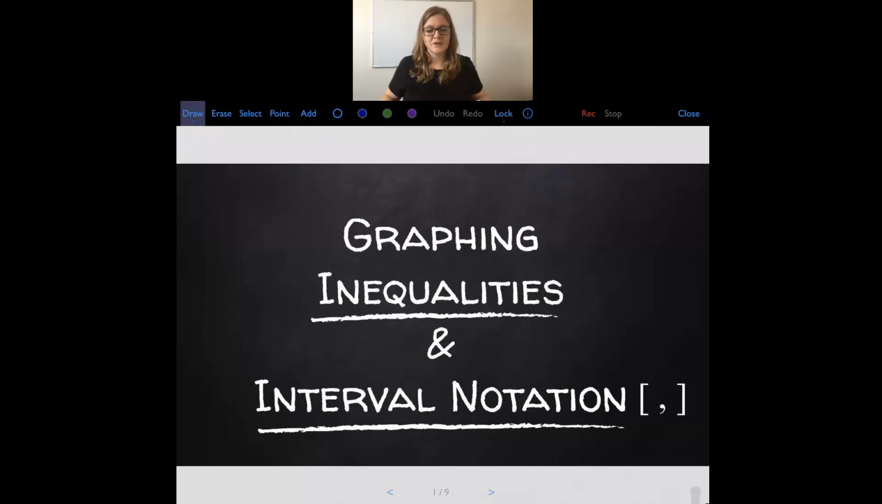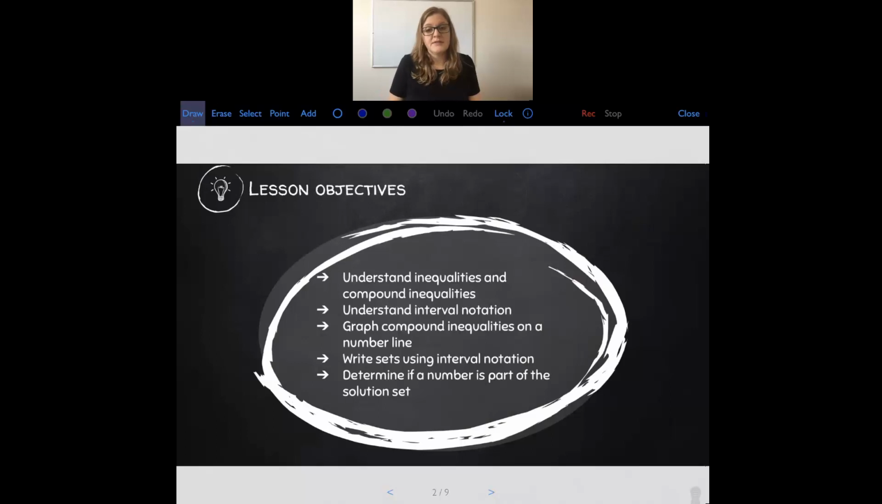In this lesson, we're going to go over graphing inequalities and interval notation. Specifically, our objectives are to understand inequalities and compound inequalities, to understand interval notation, to graph compound inequalities on a number line, write the solution set using interval notation, and then determine if a given number is part of the solution set with our inequality.